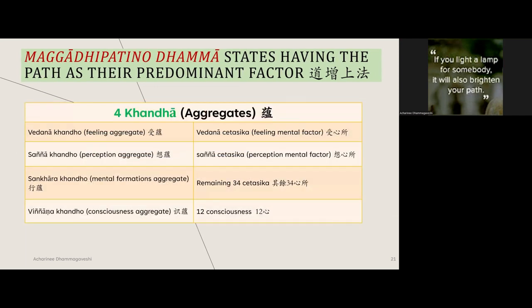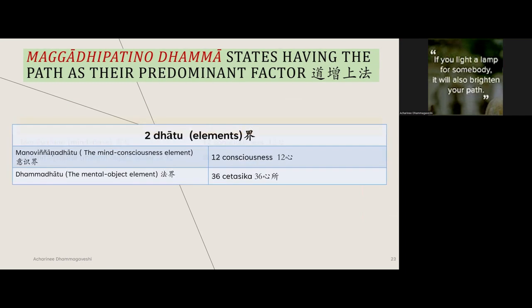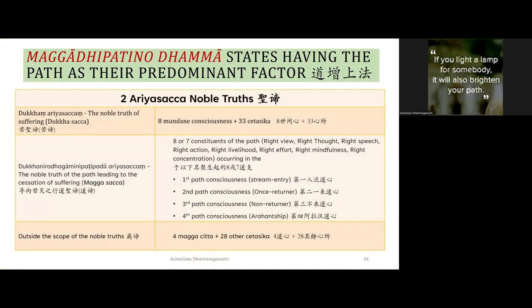The 4 khandha: Vedana Cetasika is Vedana khandha, Sanya Cetasika is Sanya khandha. The remaining 34 Cetasika are Sankhara khandha, and the 12 consciousness, Vijnana khandha. We get 2 āyatana. All 12 consciousness fall under Manāyatana, and the 36 Cetasika are Dhammayatana. We get 2 dhātu, the 12 consciousness are Mano Vijnana dhātu, and the 36 Cetasika are Dhamma dhātu. And finally, we get 2 Ariya sacca.